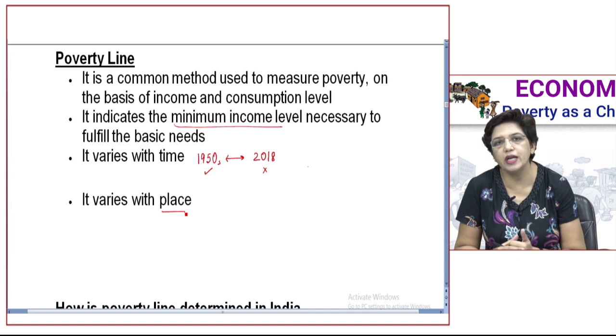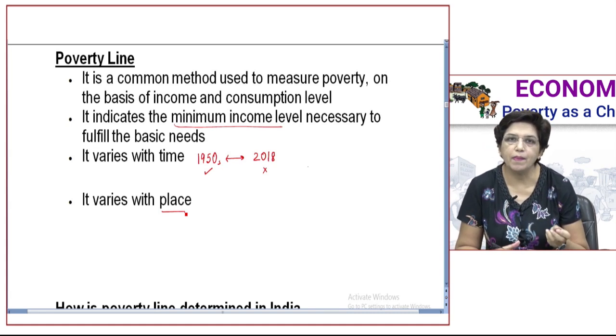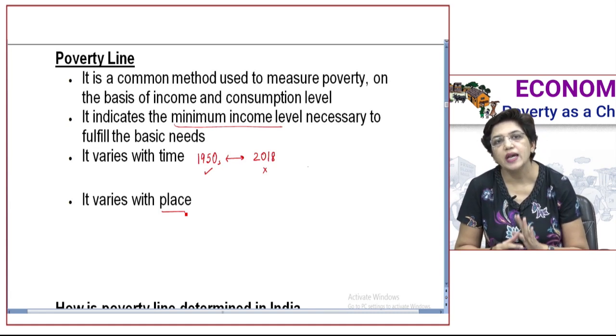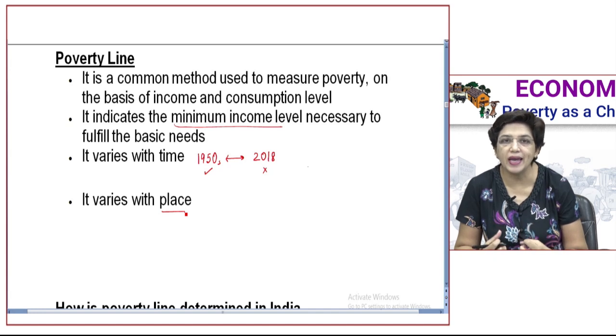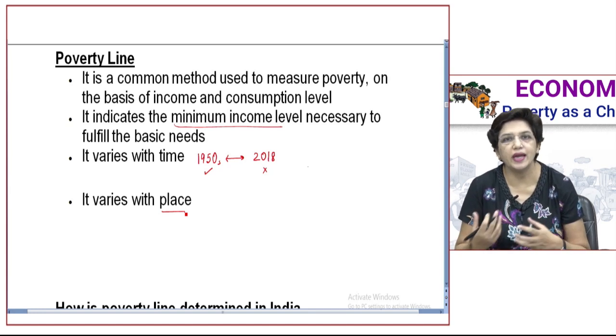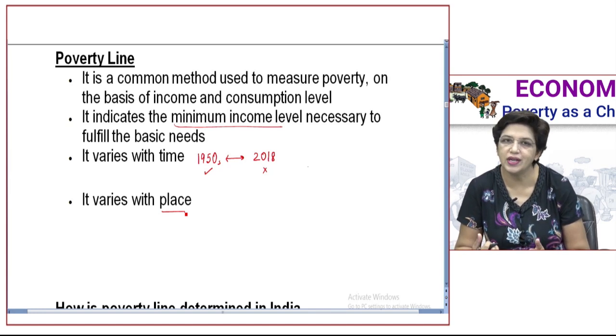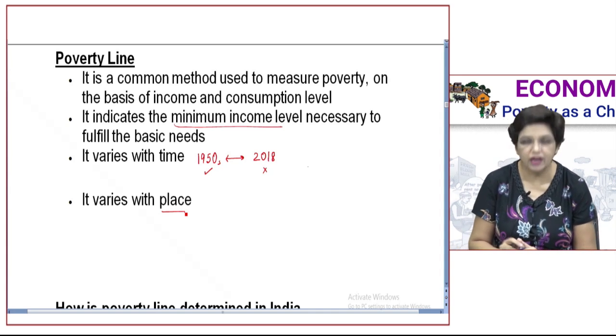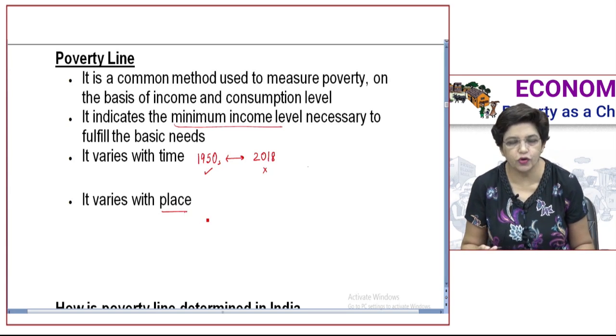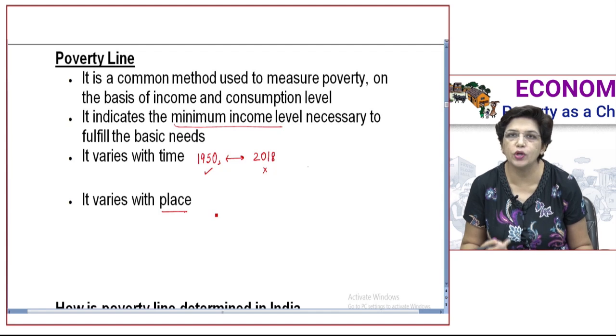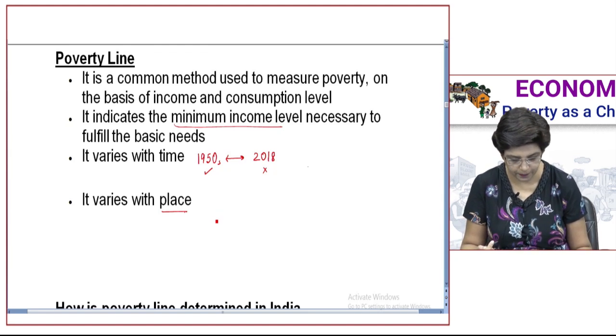Suppose a person earning, let's say, $20-30 in a month will be considered poor in the USA. But the same amount converted into rupees in India, the person will not fall below the poverty line, because the buying capacity of a dollar and the rupee is different in different countries. So the poverty line varies from one country to another depending upon their level of development.